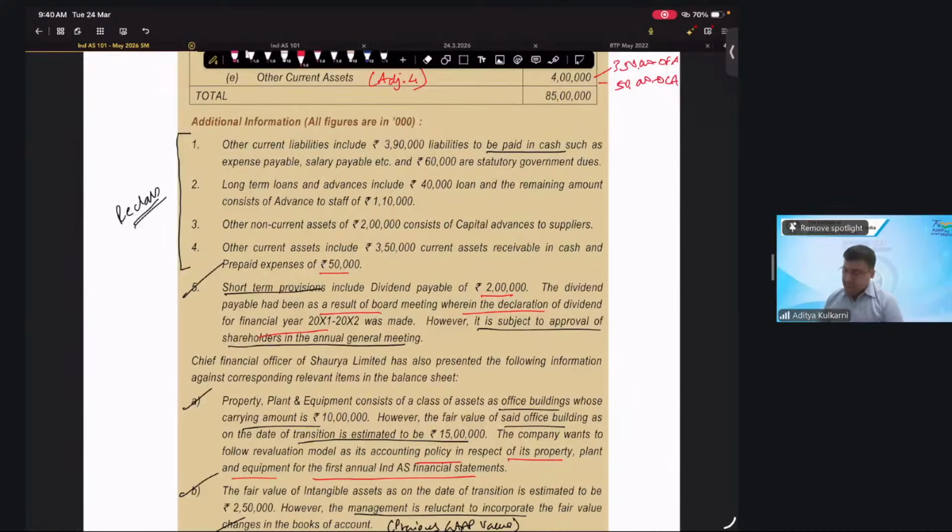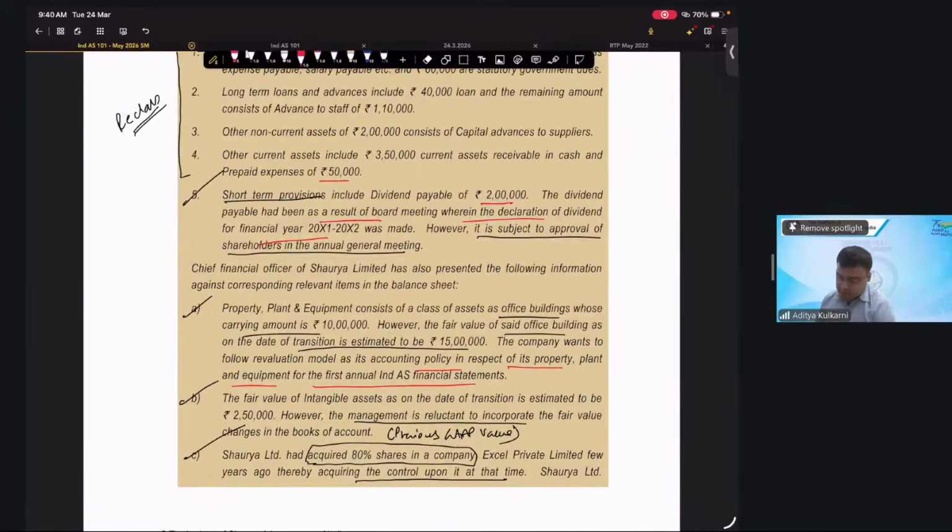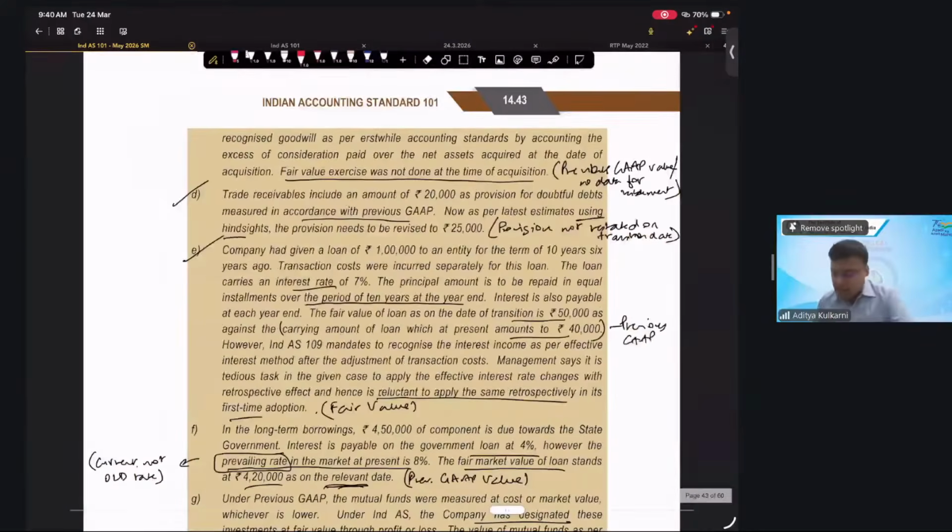Fair value of intangible assets as on the date of transition is estimated to be 2,50,000. However, the management is reluctant to incorporate the fair value changes in the books of accounts. Shaurya Limited had acquired 80% stake in a company a few months earlier, thereby acquiring control over it at that time. Shaurya Limited recognized goodwill as per erstwhile accounting standards by accounting the excess of consideration paid over net assets acquired at the date of acquisition. Trade receivables includes an amount of 20,000 provision for bad debts. As per latest estimates, you need to increase it to 25,000.